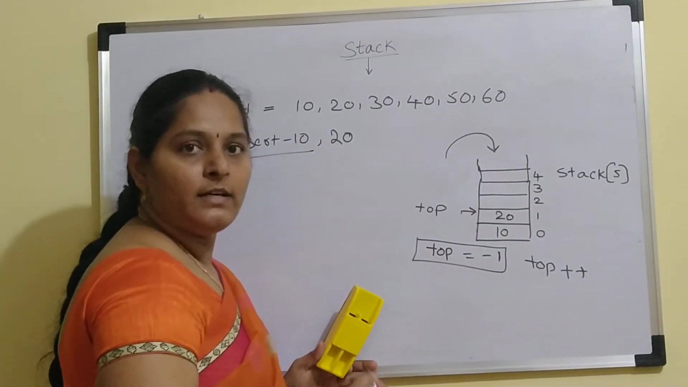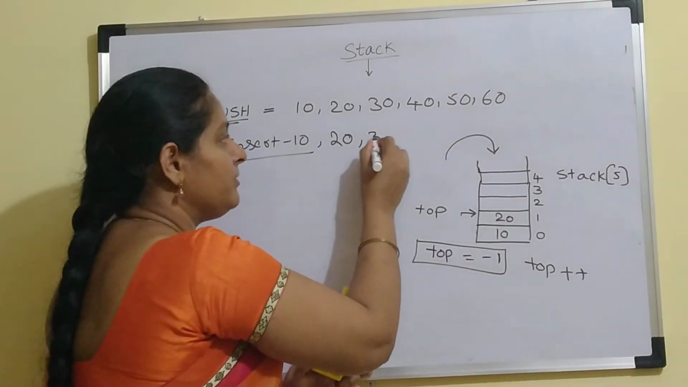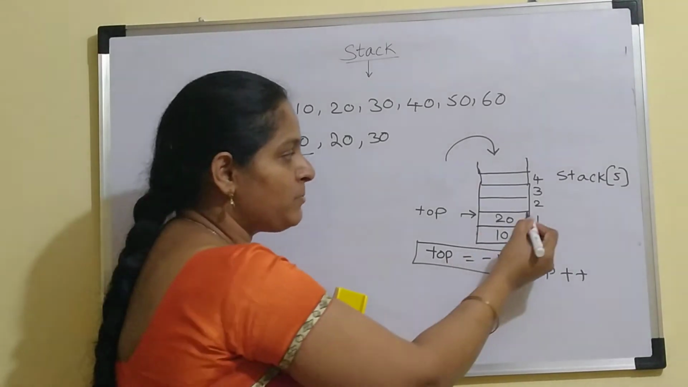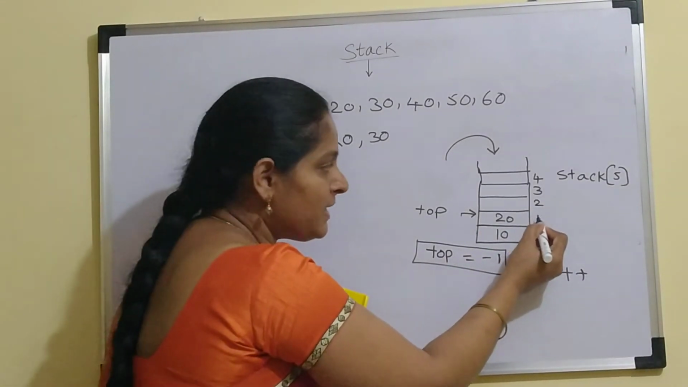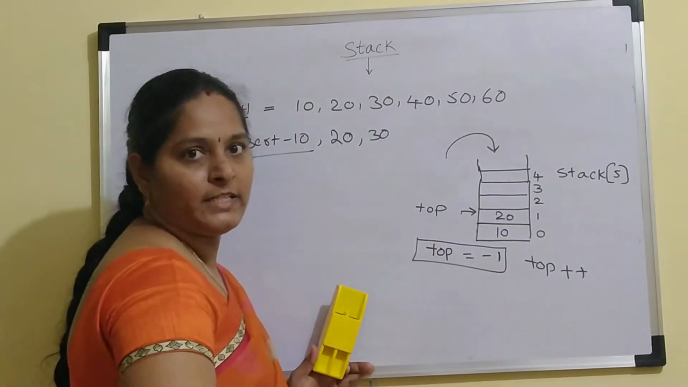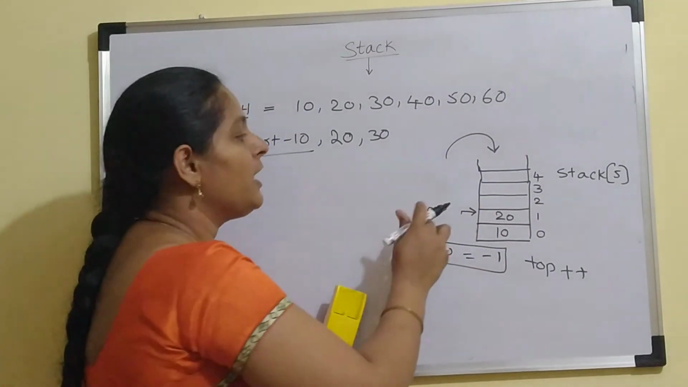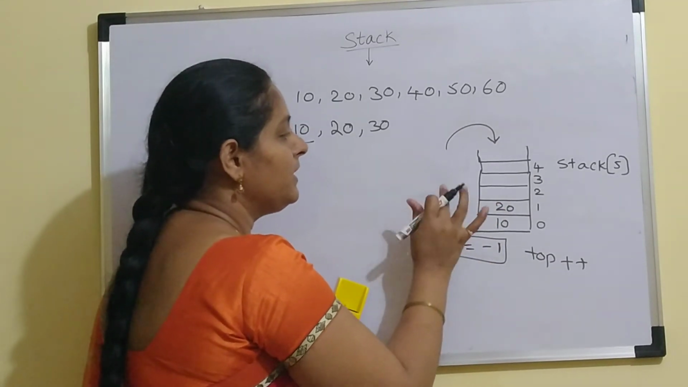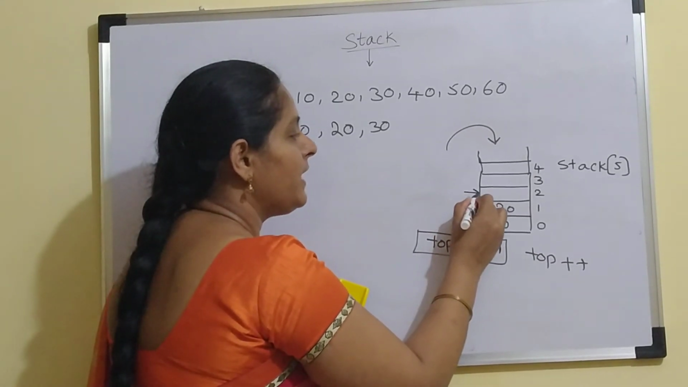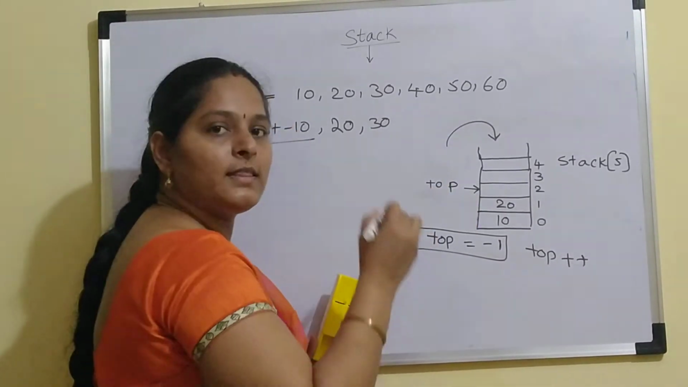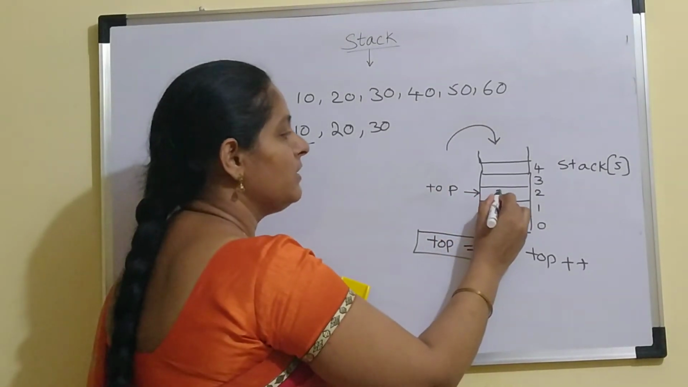Right? Now I want to insert 30. So where is the top pointer pointing now? The top pointer is pointing at index 1. But that position is filled with 20. So in this position we can't insert the element. So what we need to do is increment the top pointer by 1 again. So automatically the top pointer moves to the next available position. Then in that position insert the element 30.